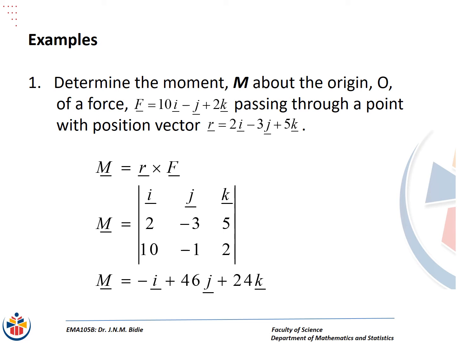Here are some examples. First one, note that we are determining the moment about the origin O, and we've been given F and the position vector. Straightforward, R cross F, and we got the answer. You may confirm whether that answer is correct.